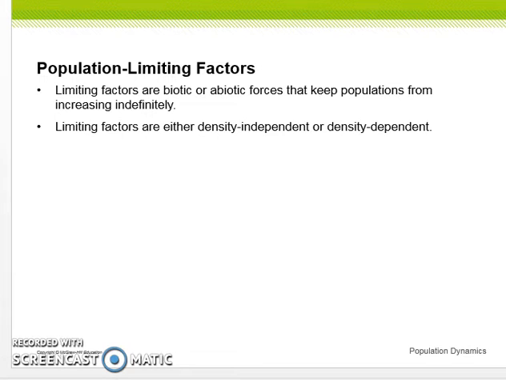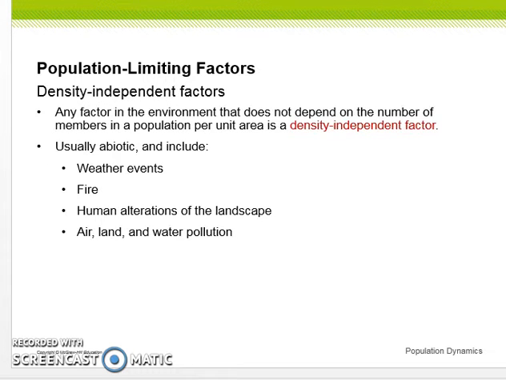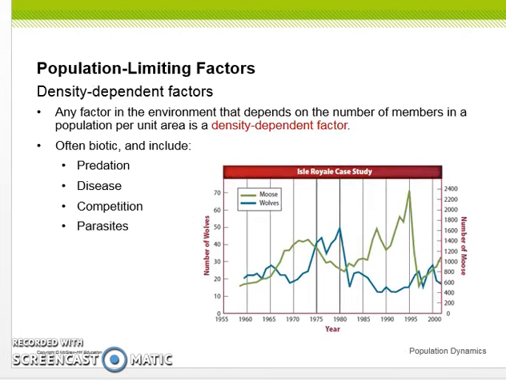Limiting factors are biotic (living) or abiotic (non-living) forces that keep populations from increasing indefinitely. Limiting factors are either density independent or density dependent. Any factor in the environment that does not depend on the number of members in a population per unit area is a density-independent factor. That means it's independent, it's on its own, it's its own merit. It doesn't require anything from anybody. It's totally self-sustaining. Usually abiotic, it includes weather events, fire, human alterations of the landscape, and air, land, and water pollution.